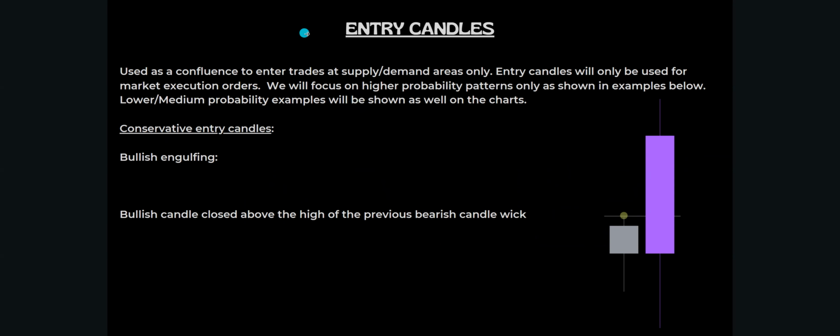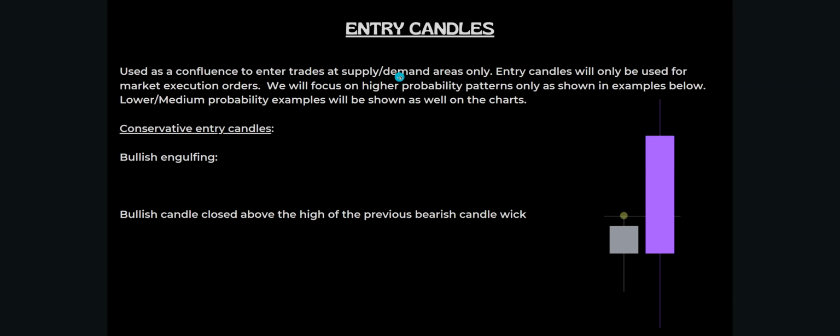So entry candles are used as a confluence to enter a trade at an area of supply demand areas only, right? Because it's an entry candle, and that's where we take our trades from, an area of supply or demand. And the main thing to remember here, entry candles are only going to be used when it comes to market execution orders. Market execution orders, limit orders, and buy orders is something we're going to look into deeper in the MetaTrader section, which is probably next week. But market execution, to give you a gist of it, basically means that you're entering the market immediately. You're not setting a pending order.